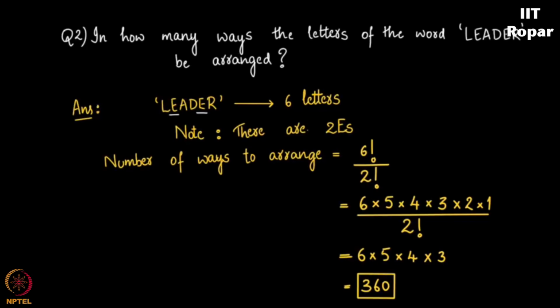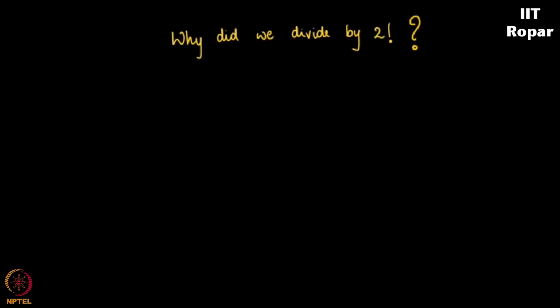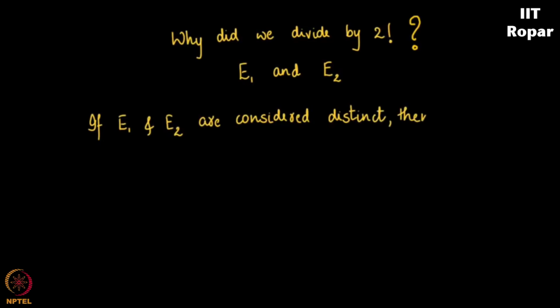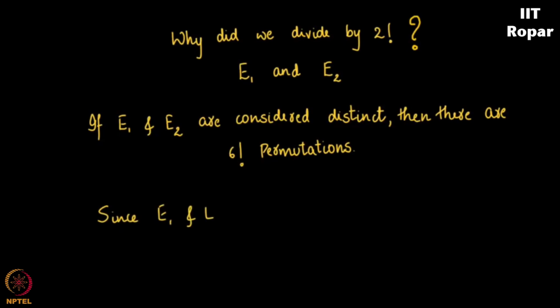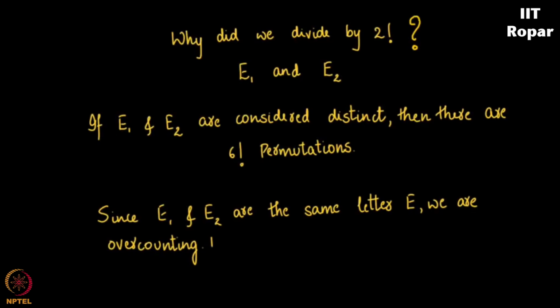Now, why did we divide by 2 factorial here? The word leader has 2 E's. I'll mention them as E1 and E2. When we arrange the letters of the word leader in different ways, in case I consider E1 and E2 as 2 different letters, if we treat them as distinct letters, then there are 6 factorial permutations. But since the letters are the same, if we don't treat them as distinct, we are overcounting, and hence we divide by 2 factorial. So the number of ways to arrange the letters of this word are 360.